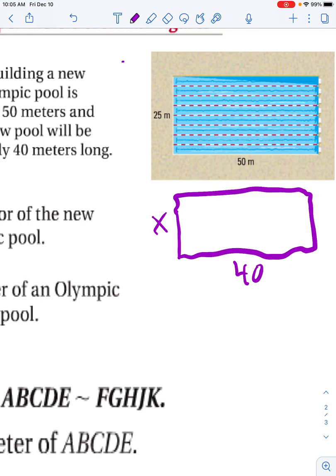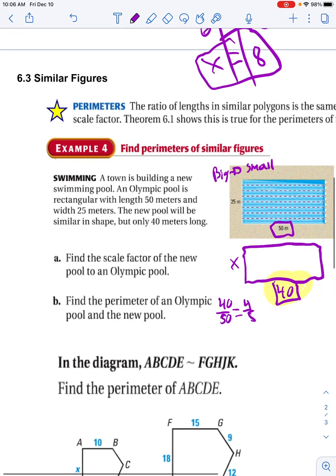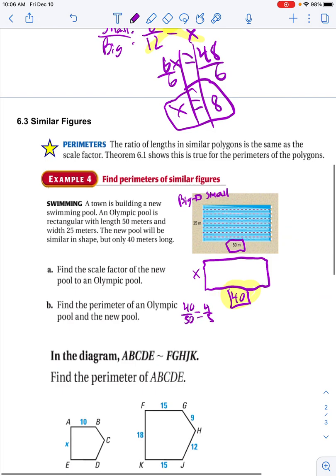But again, we're gonna go from our big to small. We're starting with this big pool, and then we're going to a smaller pool. So I can use 50 and 40 to come up with a scale factor. Because I need to multiply by a number that's smaller, I'm gonna put this one on first. So I'm gonna say 40 over 50. I can simplify that to 4/5. So my scale factor is 4/5 or 0.8.